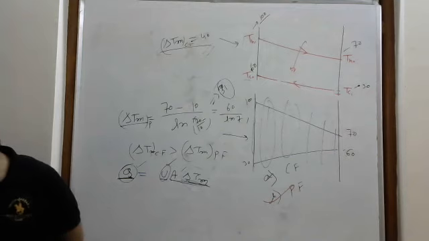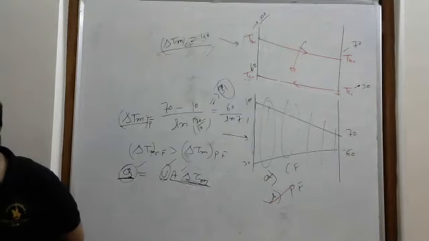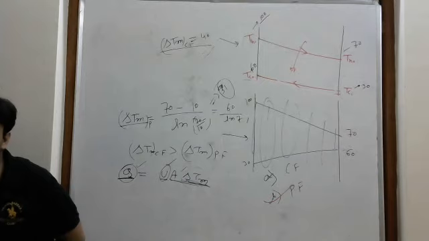Therefore, counter flow heat exchangers are preferred because LMTD is more, and this results in a smaller area. Therefore, a counter flow heat exchanger is compact.